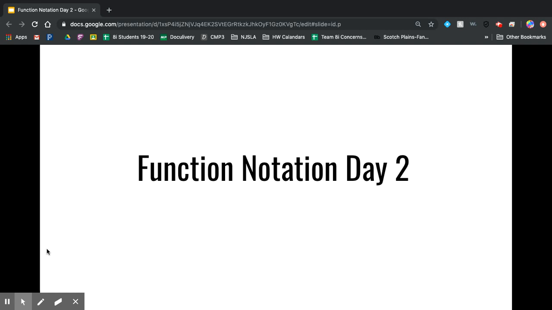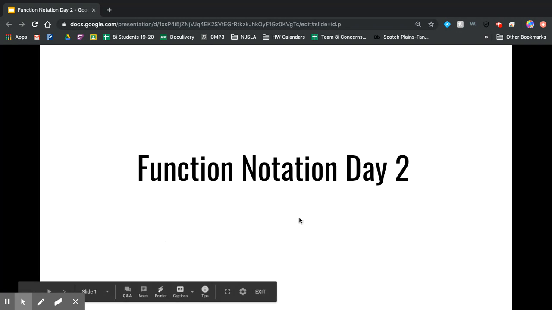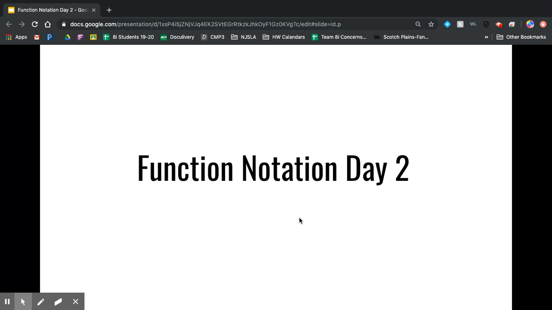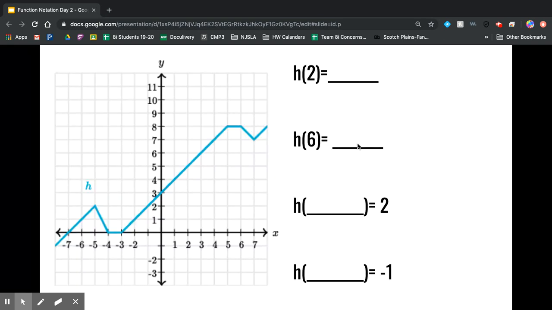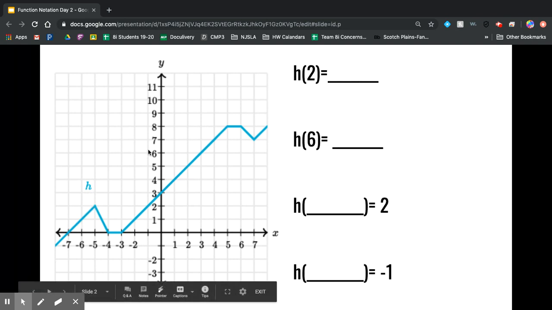We're going to be picking up today and continuing function notation. So if you want to flip to page 96 in your notebook, you can follow along with us. First we're going to start by taking a look at this graph. This blue line is graph H.